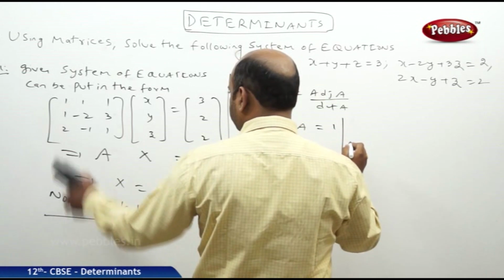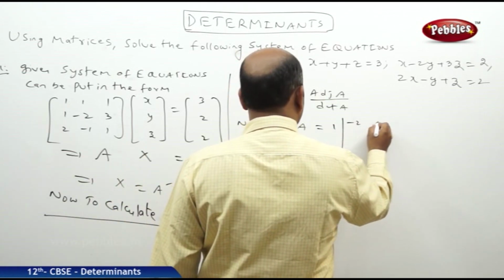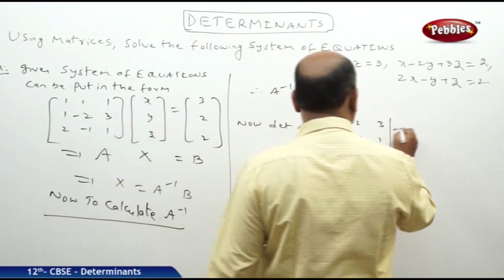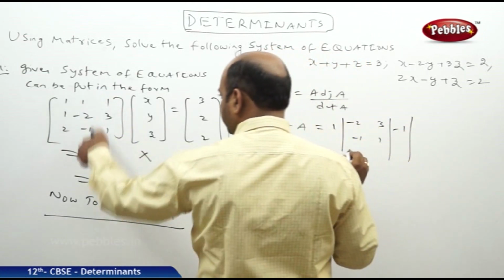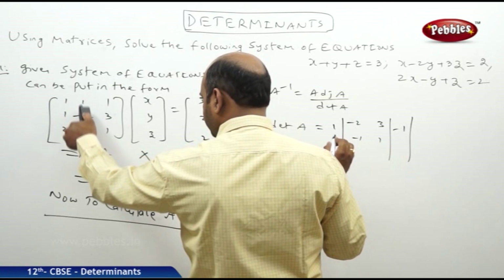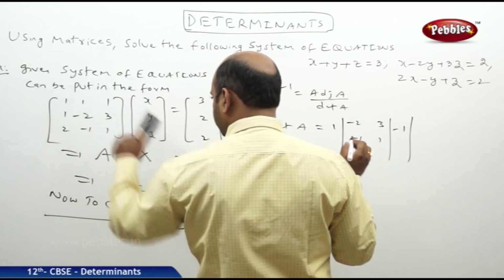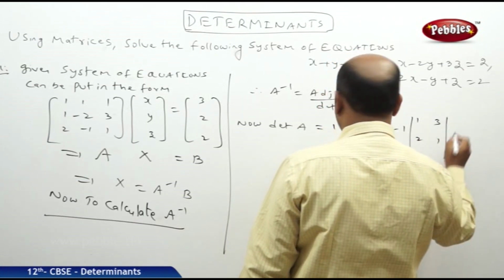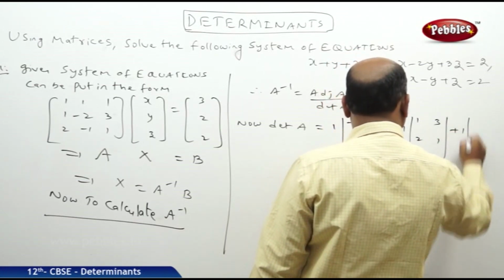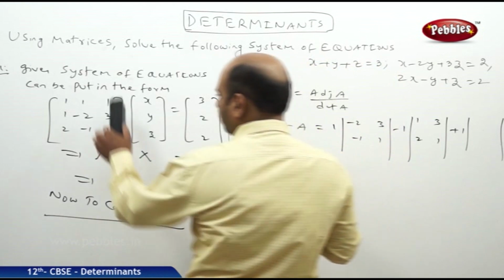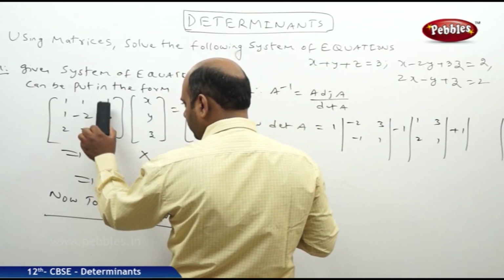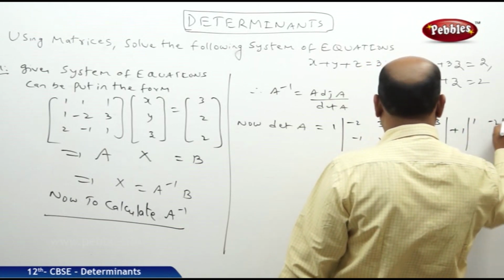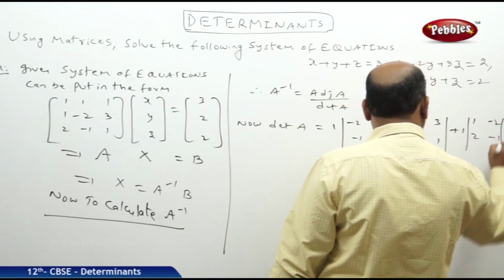Det A, how can I find it? 1 into its minor, which is minus 2 3, minus 1 1, minus of 1 into its minor. For its minor we need to delete this column and this row, and the remaining thing is 1 3, 2 1, and later plus 1 into its minor. Plus 1 into its minor means we delete the corresponding column and row. There remains 1 minus 2, 2 minus 1.